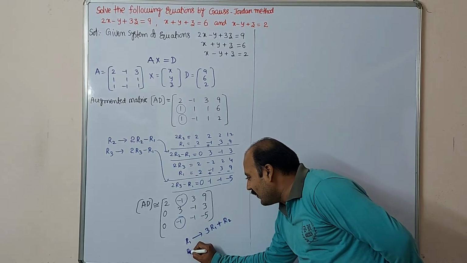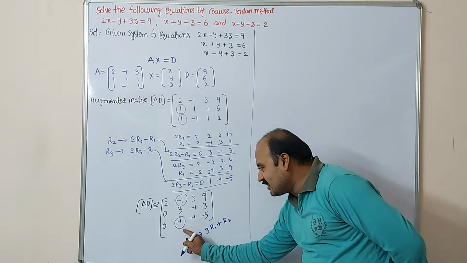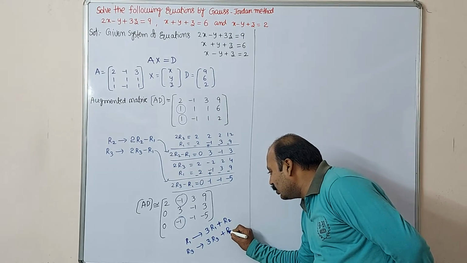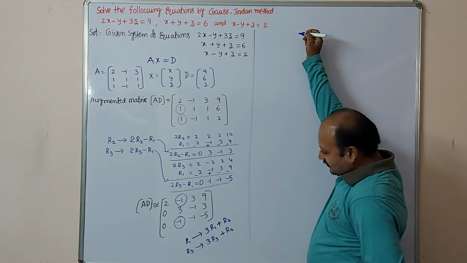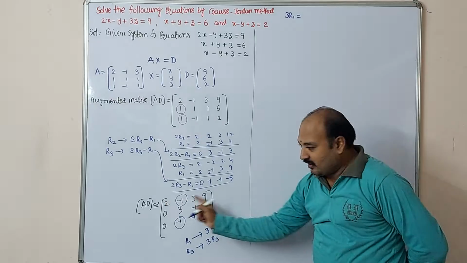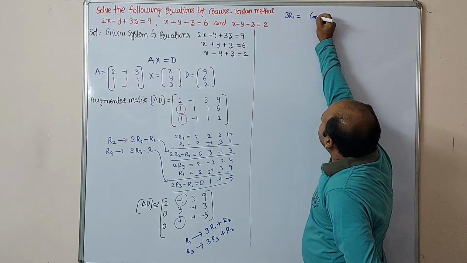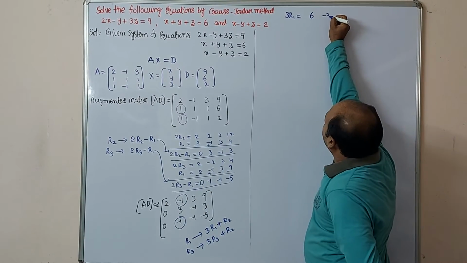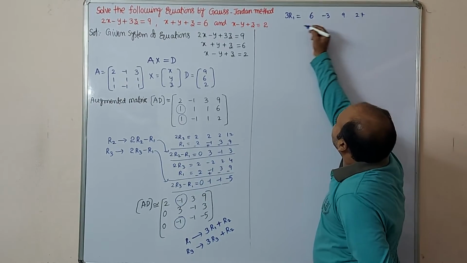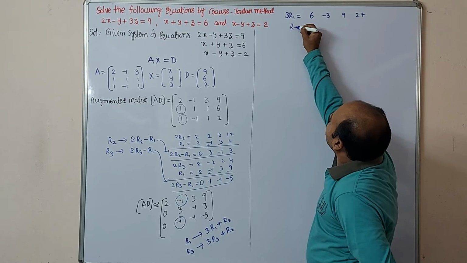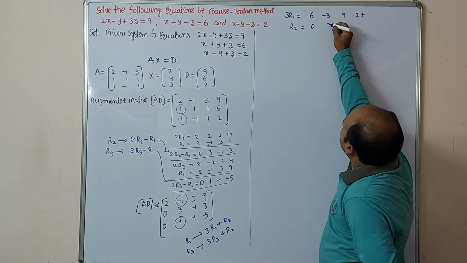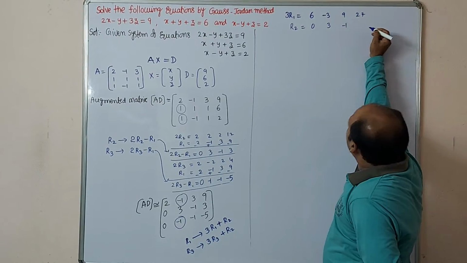Next, I want to make the R3 value 0. So R3 tends to 3 times R3 plus R2, this value also multiplied by 3. This value we will calculate separately. So 3R1 is each and every term of R1 multiplied by 3. So 3 2s are 6. Minus 3. 3 3s are 9. 3 9s are 27. Next, R2. Write the R2 value as it is: 0, plus 3, minus 1, plus 3.